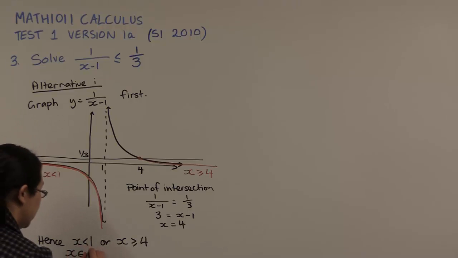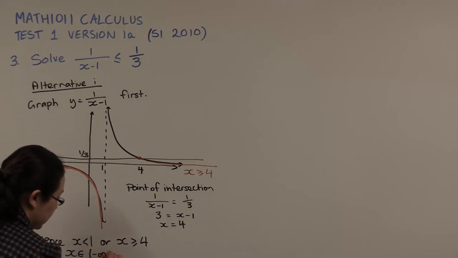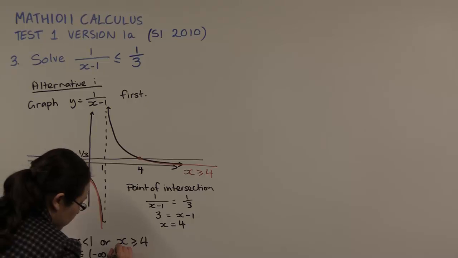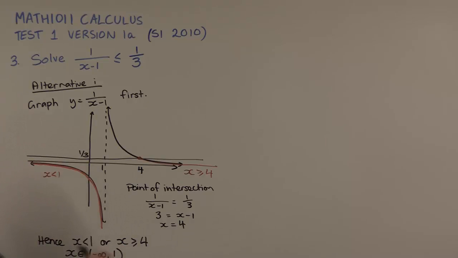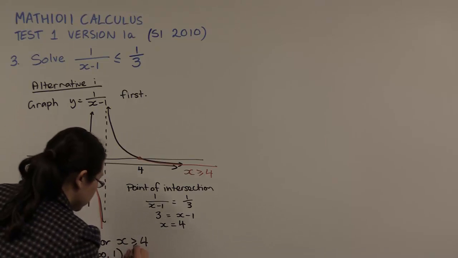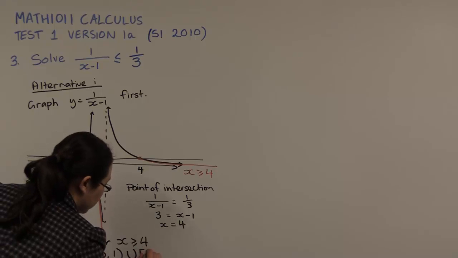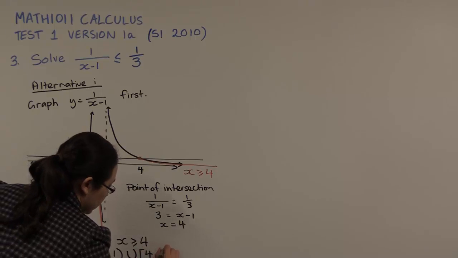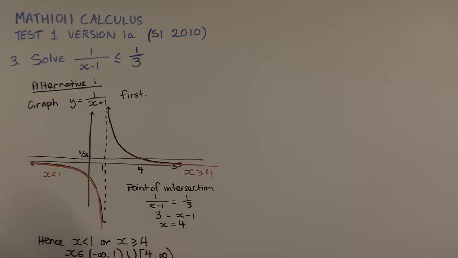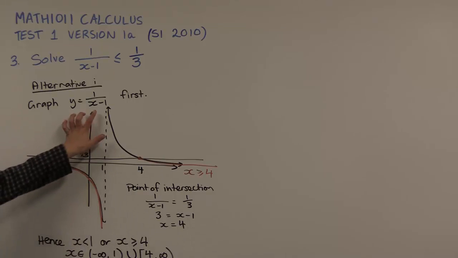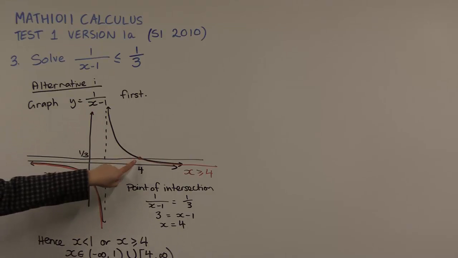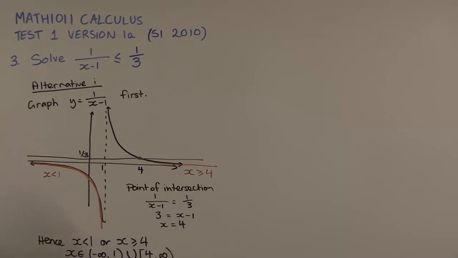Less than 1 means anywhere from minus infinity up to 1 but not including it. So we've got a round bracket here. Or, which is a union, 4, including 4, all the way to infinity with a round bracket for the infinity. So this is one way we can solve this inequality by graphing the hyperbola first, finding the point of intersection, and then reading off our graph what the actual answer is.